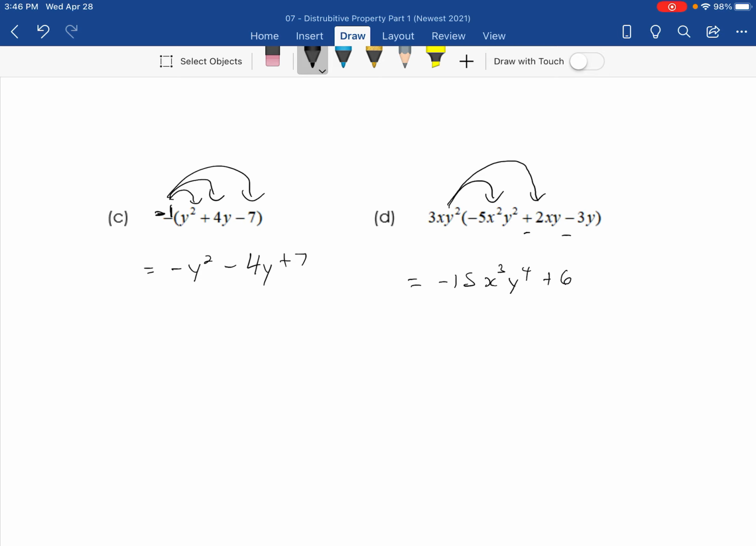Multiply the coefficients, 3 times 2 is 6. Add the exponents. Okay, those x's both have exponent 1, so I'm adding the exponents to get x squared. And then y cubed, I'm adding 2 and 1. See, these are little 1 exponents and all those. Last one, draw the last arrow. Multiply the coefficients, negative 9. Add exponents of same base. Nothing to add with the x, but y squared and y gives y cubed because that's like a little 1 out there. Okay, so that's distributive property part 1.